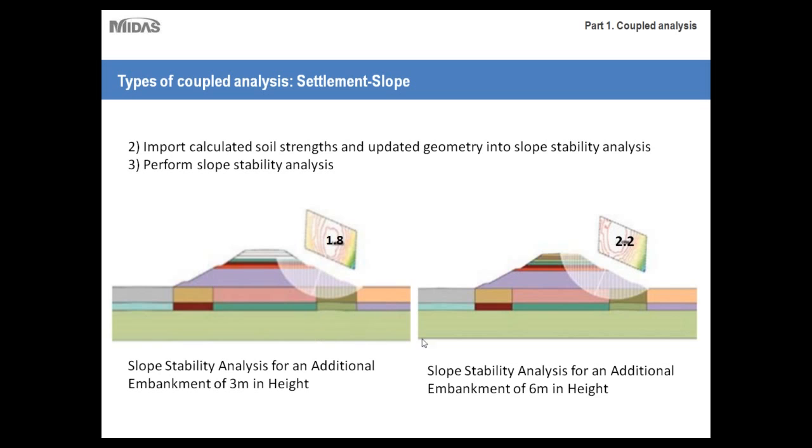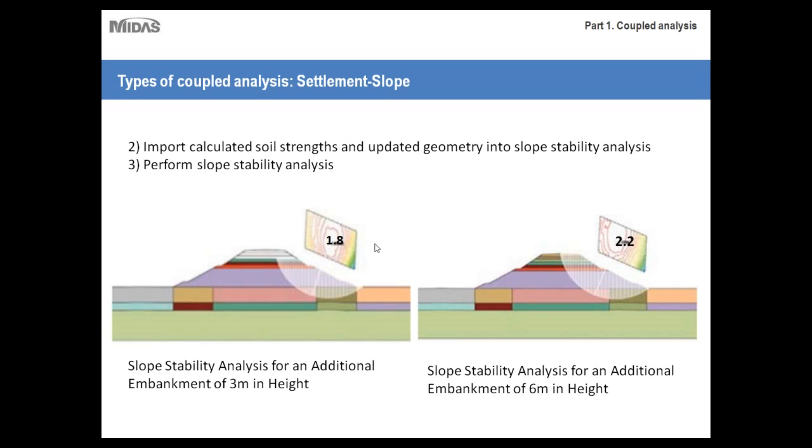So for example, here the engineer took two different cases. After he ran his settlement analysis, he was able to see that there was a certain amount of displacement that occurred. And what he did was he added 3 meters of additional embankment height and ran the slope stability analysis. And then he also did another case where he added 6 meters of embankment height and did the slope stability analysis, just so that he could see how that would affect his project, and also to see how much you could account for as far as rises in water level and stability of the slope itself.